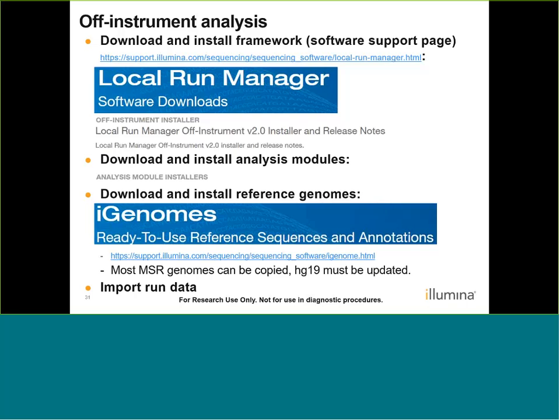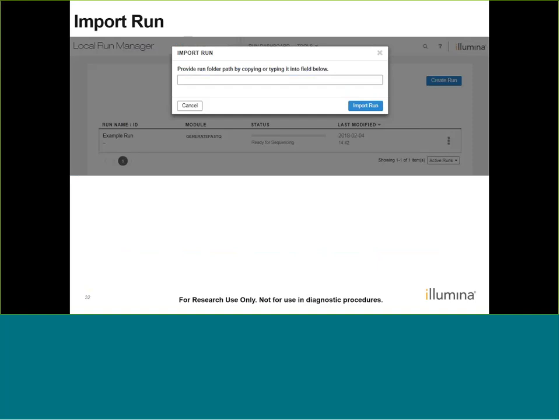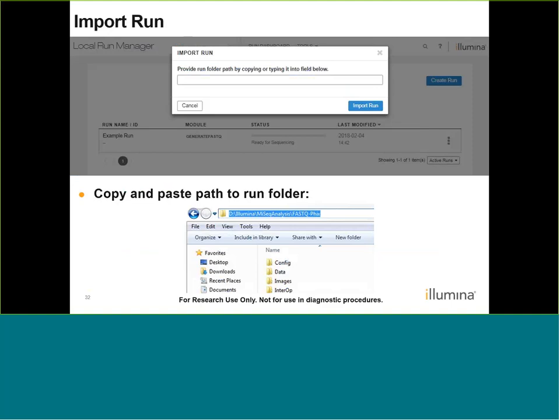After everything is installed, you can then import your run data for analysis. So here's an example run that we've set up. You can see it's ready for sequencing. And here we've already clicked on that import button. Once you do that, you'll need to manually provide the run folder path that you want to import. There's not a browse option to go to the particular run folder that you want. The easiest way to get that is just through Windows Explorer: open up the folder that you want to import, copy that path, and then paste it here into the import path.